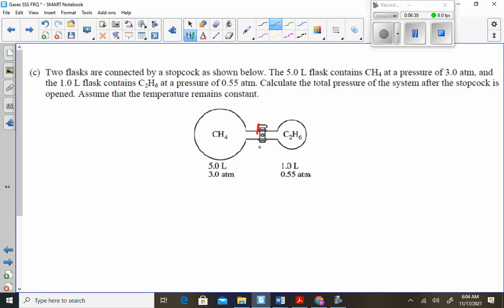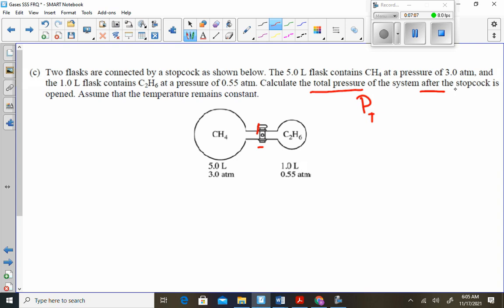Then we get to this one where we have two flasks connected by a stopcock right here, and this one contains a gas at 3 atmospheres, and this one contains a different gas at 0.55, and they're also different sizes. We are looking to calculate the total pressure of the system, but it's after the stopcock was opened.